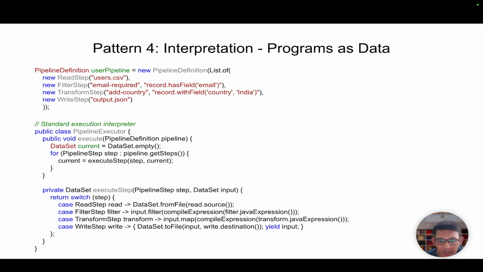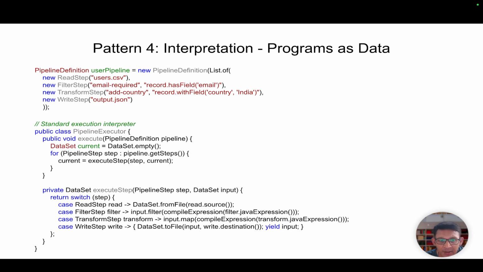Now, you could have a standard execution interpreter. The pipeline executor here knows how to take a pipeline definition and actually run it. In the execute method, we iterate through each step description and call execute step to perform the actual work. The execute step method uses pattern matching to handle each type of step.